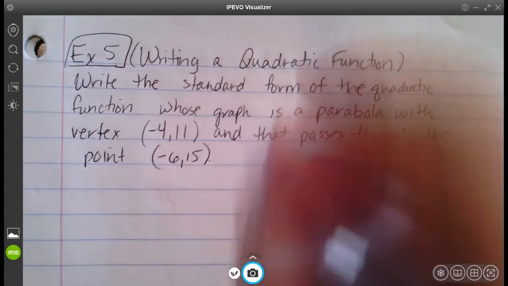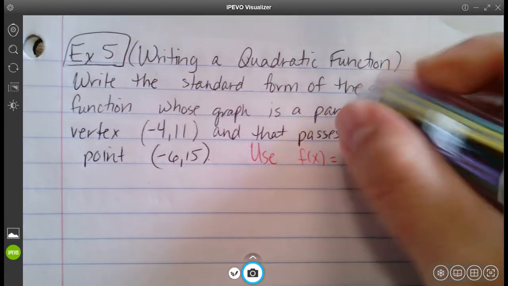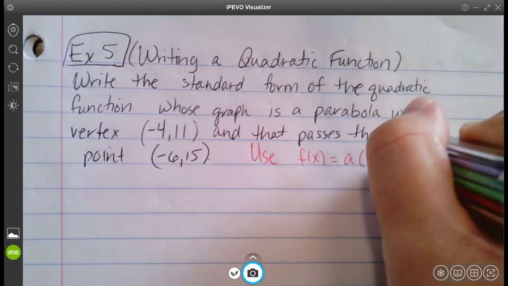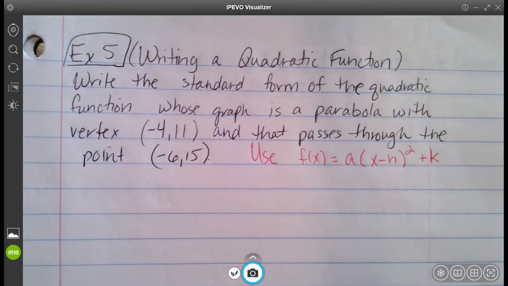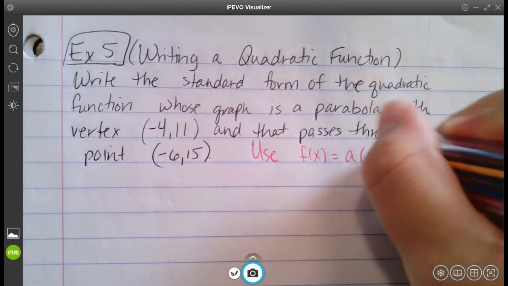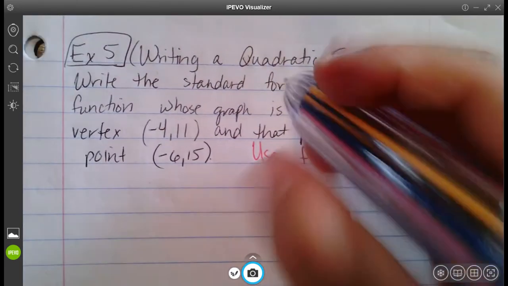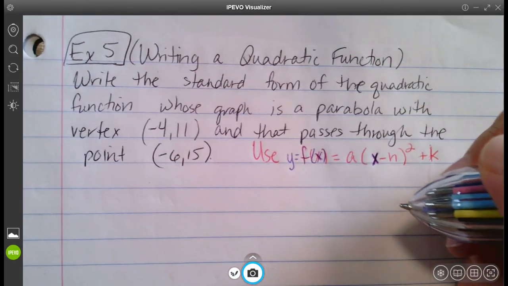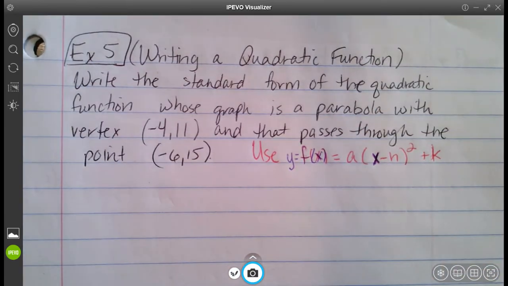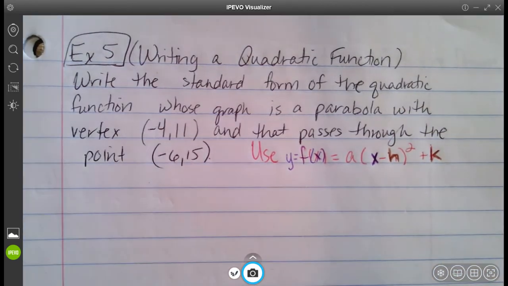For this one, I'm going to use the standard form, which is f of x, or y, equals a times (x minus h) squared plus k. And we're just going to plug everything in where it goes. Let me color coordinate it a little bit. I'm going to do my x in purple and also my f of x. Remember, f of x is the same as y, so if you want to put a y in front, that's fine too. And I know that my vertex is going to be the h and the k.